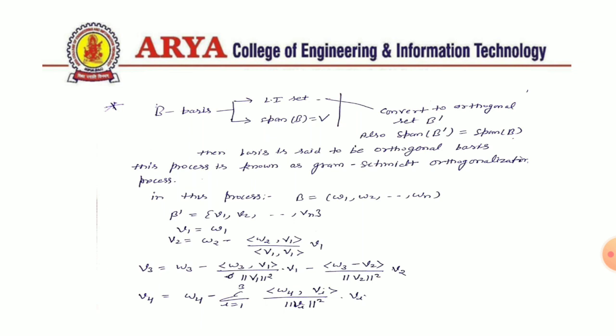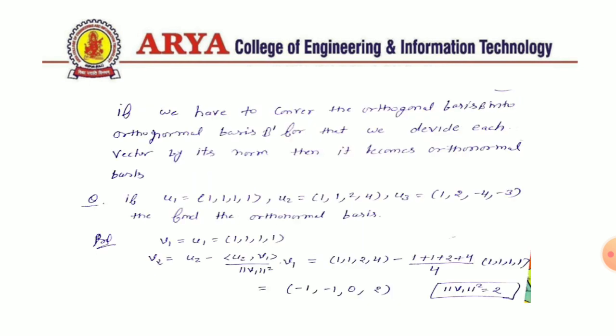Similarly, this process continues. So we can write V4 equals W4 minus summation i equals 1 to 3 of inner product of W4 with Vi upon norm of Vi squared into Vi. This process is known as Gram-Schmidt orthogonalization. Let's move to the next slide.